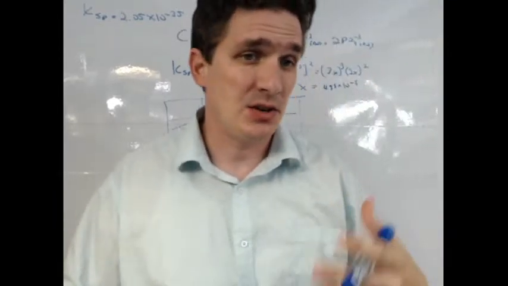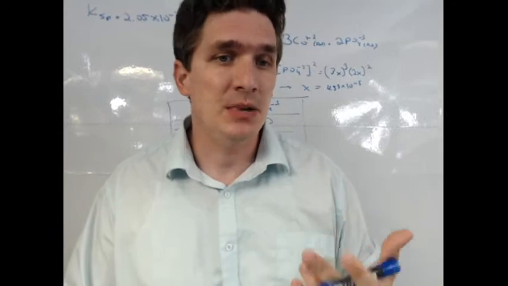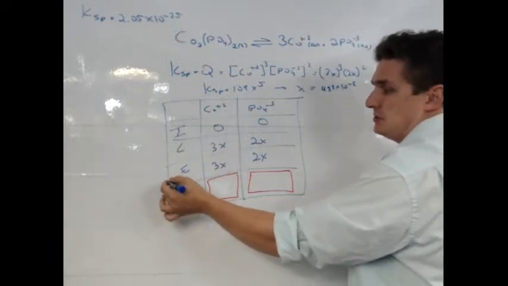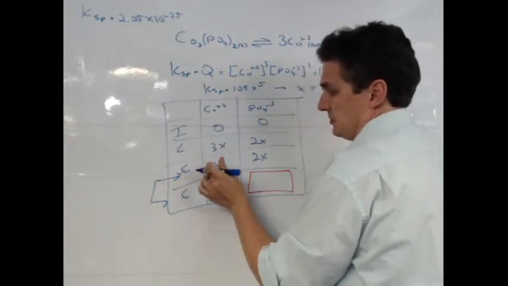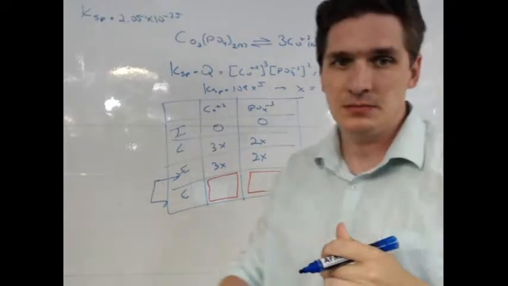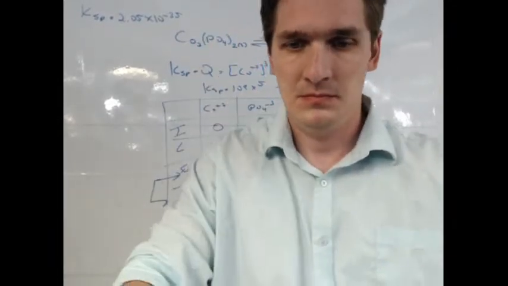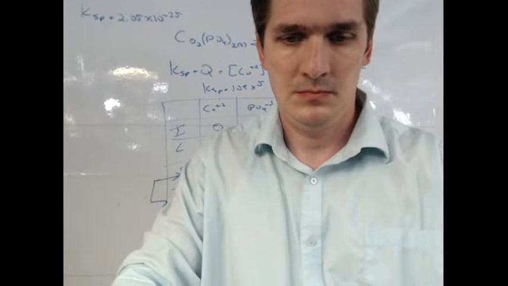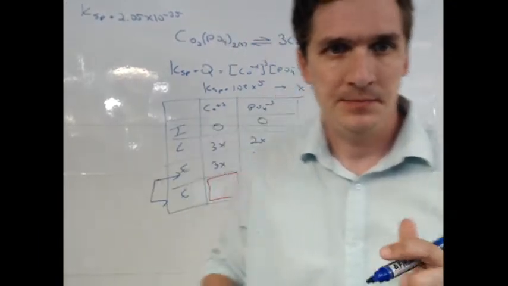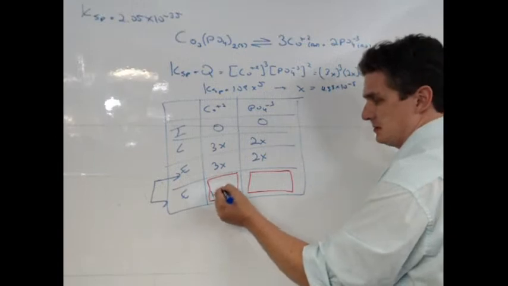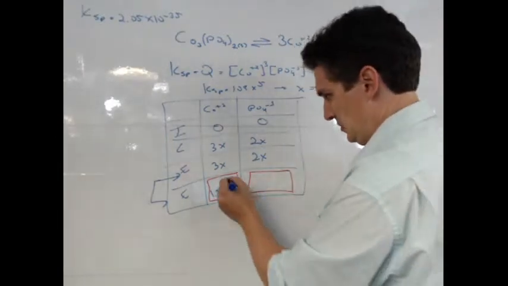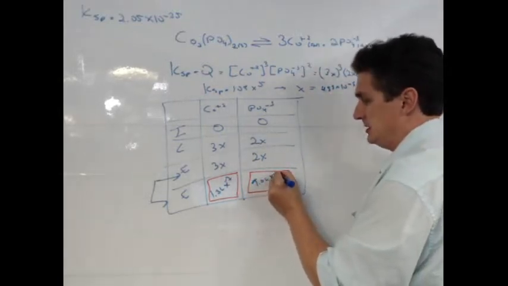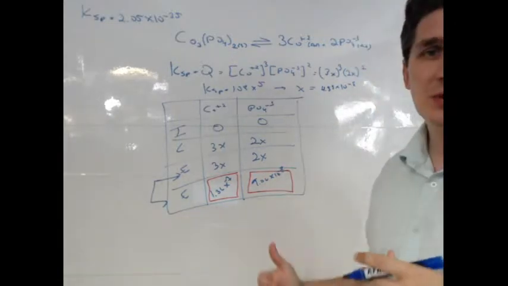Now, you're not being asked to solve for x. X is just an extent of reaction. It is a means to an end. So to actually find your concentrations, these 2 rows are equal. So 3x equals this number, so 3 times this is 1.36 times 10 to the -7. Concentration of phosphate is twice this number, so 9.06 times 10 to the -8. And these would be your equilibrium concentrations.